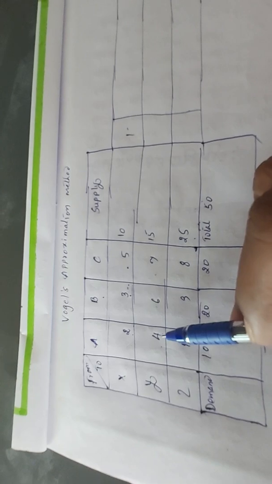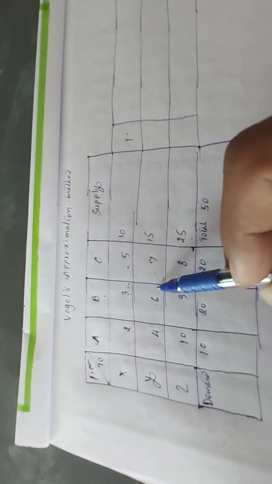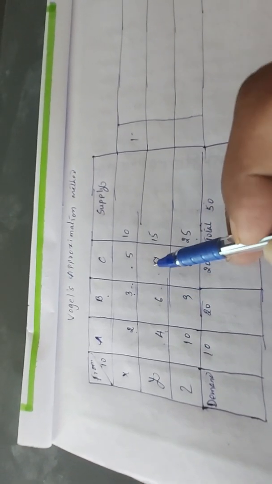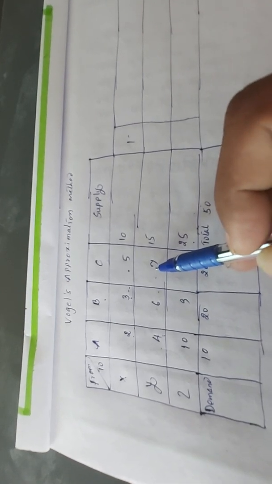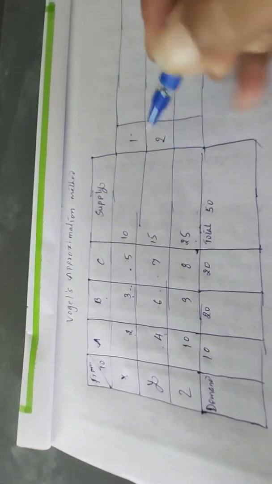And then next, 4, 6, 7, this is the second row. In the second row 4, 6, 7 are there. First lowest value 4, second lowest value 6. This is the third lowest; we don't need the third lowest, we need the first lowest and second lowest. First lowest 4, second lowest 6. 6 minus 4 is 2. Penalty 2.